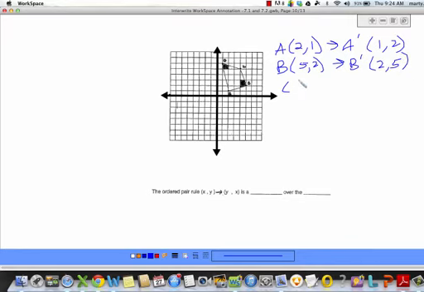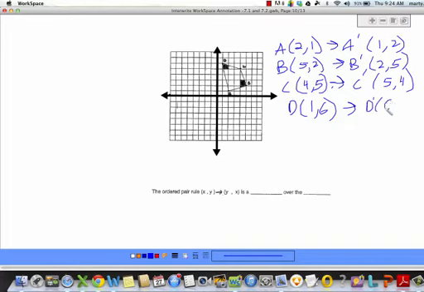And then C, what's C? I think it's 4, 5, if I remember correctly. And I interchange that for C prime, I get 5, 4. And then D was 1, 6. And I interchange those for D prime and get 6, 1. So let's start with A, 1, 2. It ends up right here. Interesting. A prime, I'll kind of put it over there.